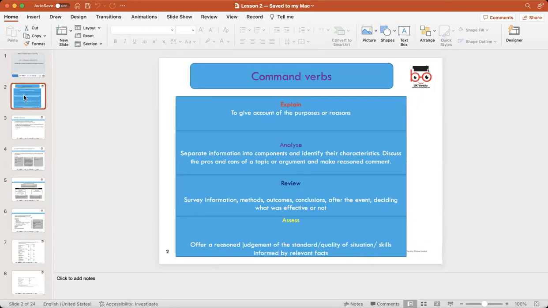So here are some command verbs: explain, account for, the purpose of, reasons, analyze, review, and assess. These are command verbs. Analyze means that this is basically for your assignment purpose. If they're asking for explain and analysis, review, or assess, there are different meanings for different words.